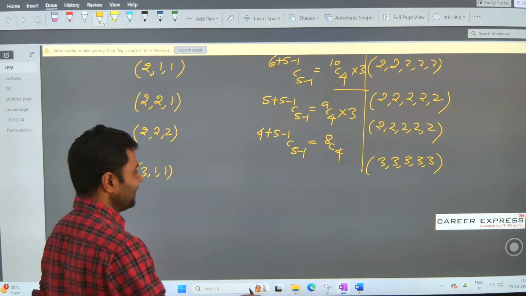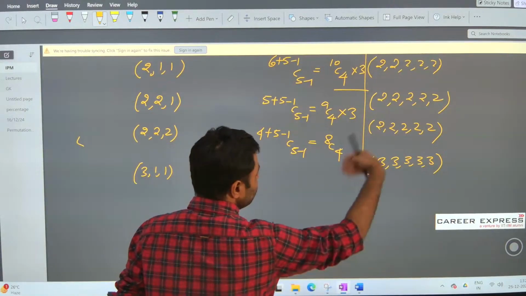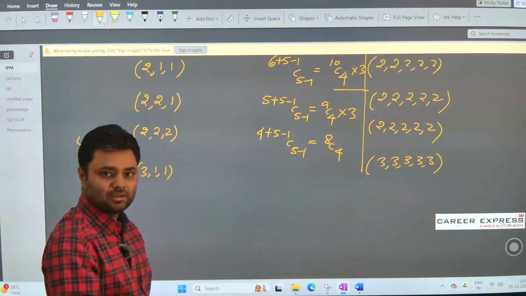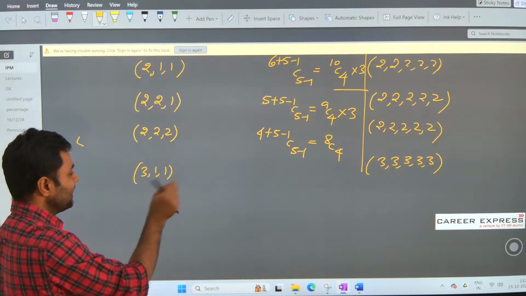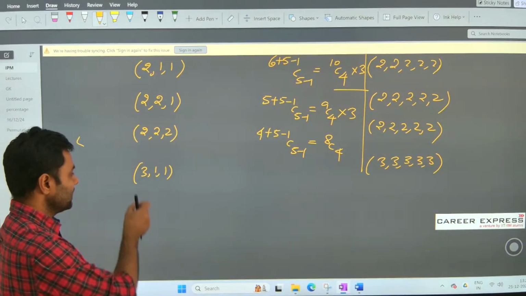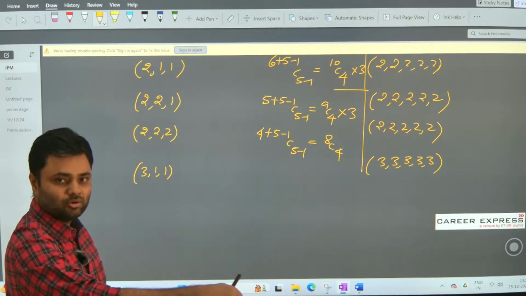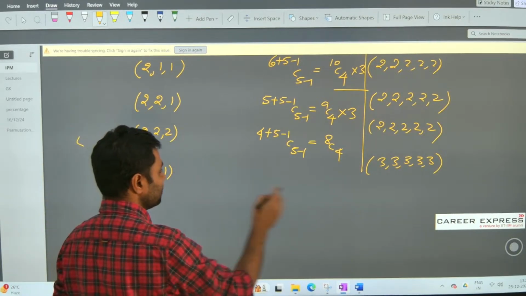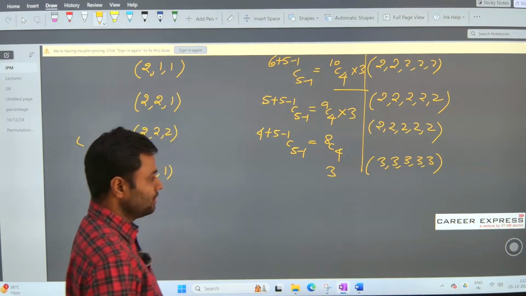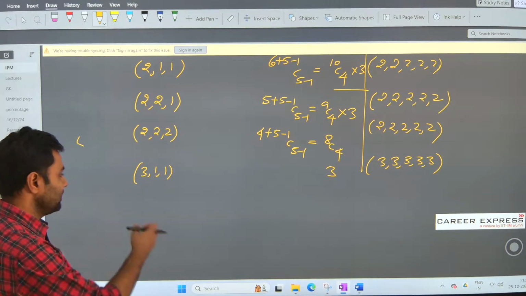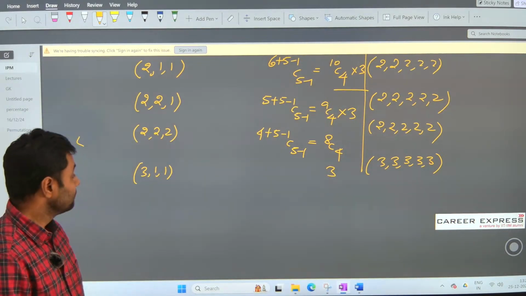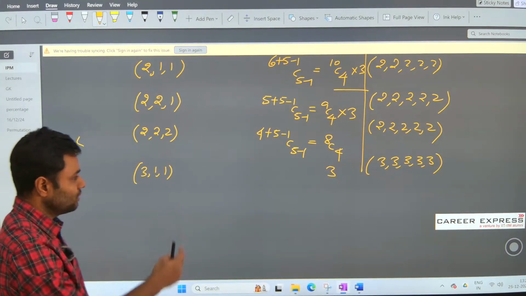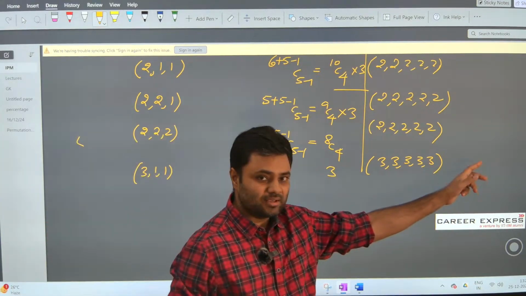So that means there is no way in which we can distribute any balloons because there is nothing remaining. So only thing that can happen is this 3-1-1, that can happen in three ways. I can give three balloons to boy A or boy B or boy C. So this can happen in three ways, right? Is there any other way in which we can distribute the balloons to boys?